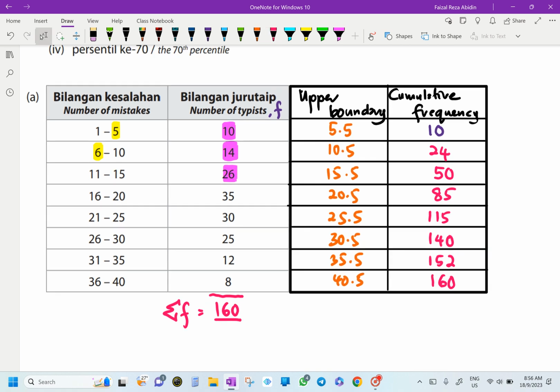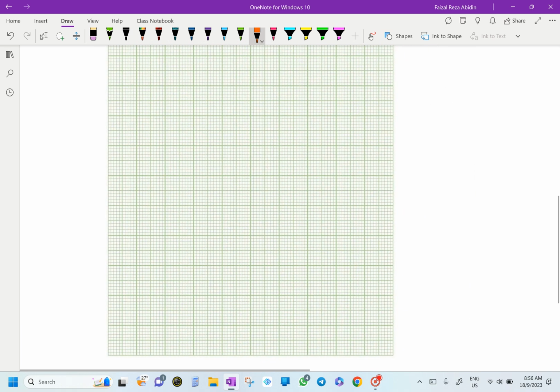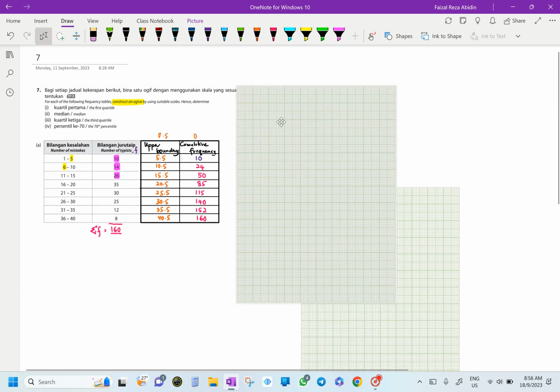So for our upper boundary here, 0.5, then our frequency is going to be 0. Yes, it starts at 0. It's not going to be hanging. Okay, your ogive over here. So for our graph over here, sorry, I'm going to take the graph over here.